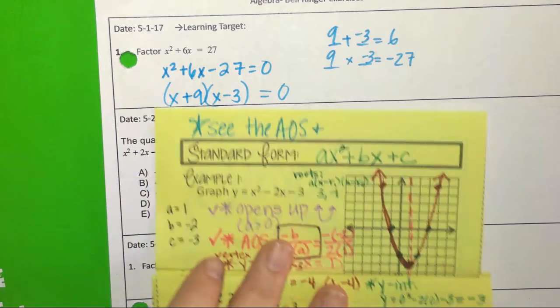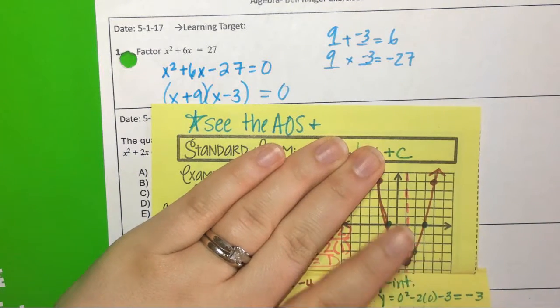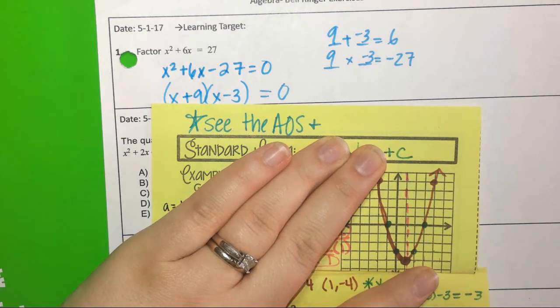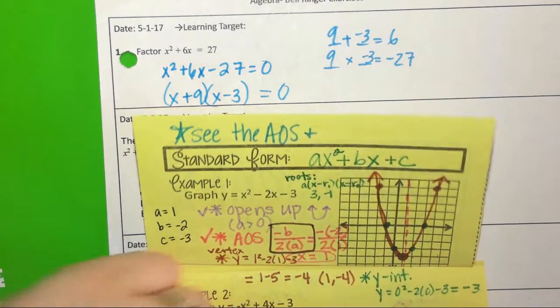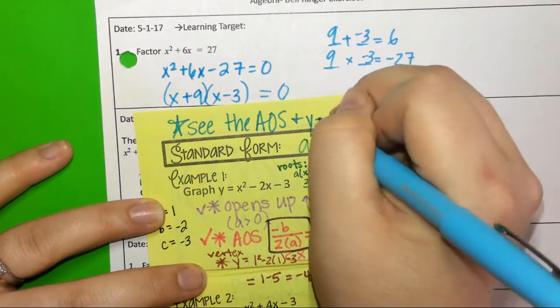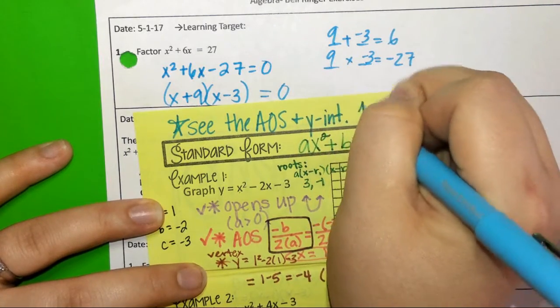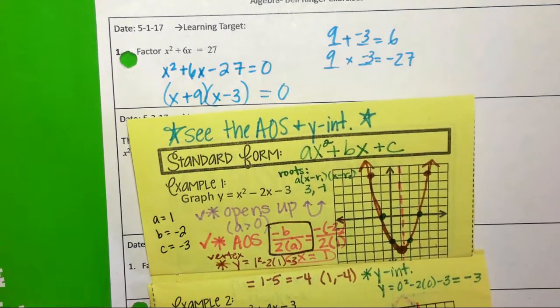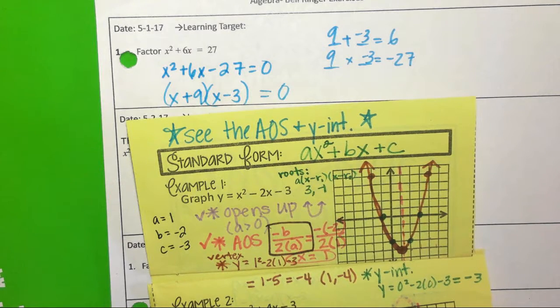I'll give you a hint. Yeah, anytime the x is 0, so we can see the axis of symmetry and the y-intercept. My favorite form is standard form because we can see the axis of symmetry and the y-intercept, and because we've spent so long factoring, you can factor and find those roots easier.